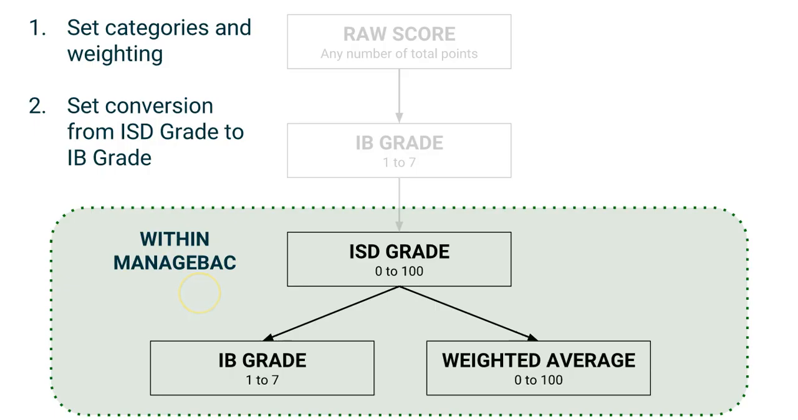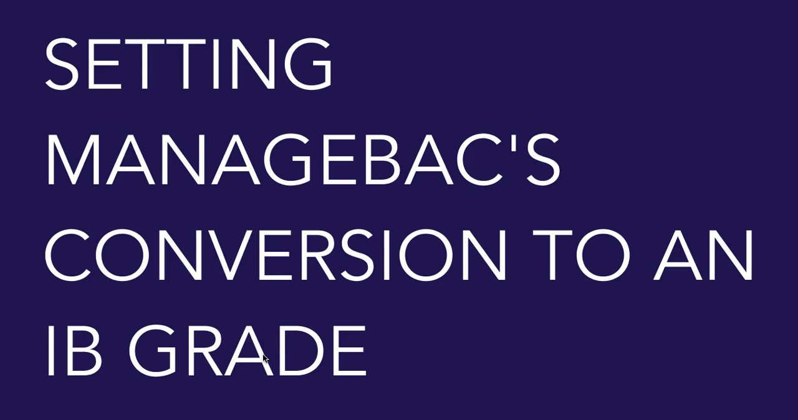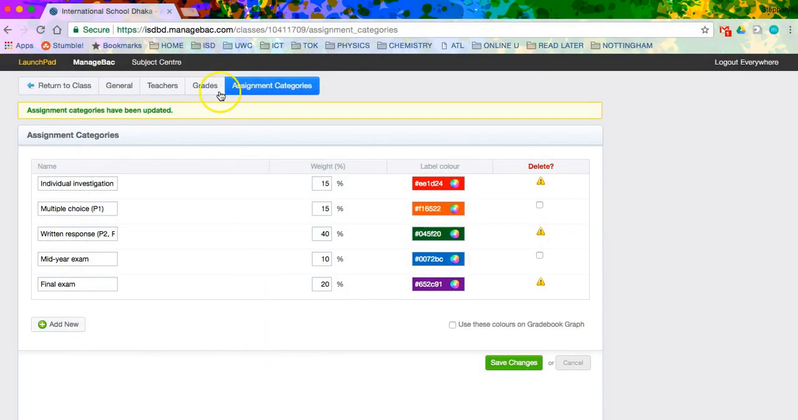So once you're satisfied with all the categories and the weights, Save Changes, and let's move on to the next step. The next thing we're going to do is tell ManageBac how to interpret an ISD grade into an IB grade. So remember how I told you that there were only two tabs that we were interested in today, grades and assignment categories? We're going to now go to the grades tab.